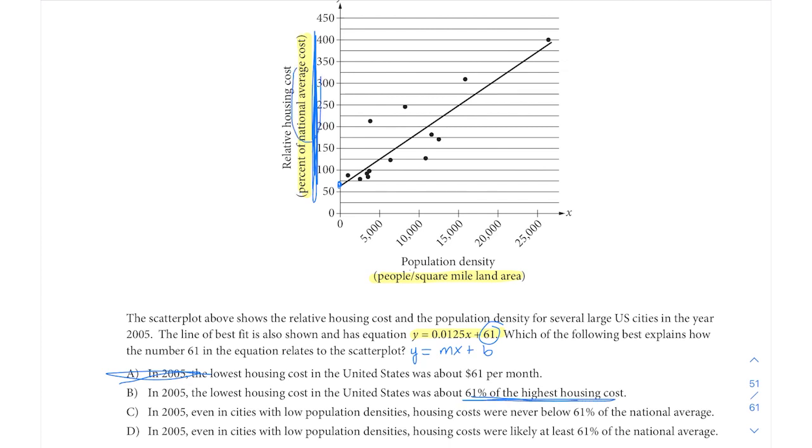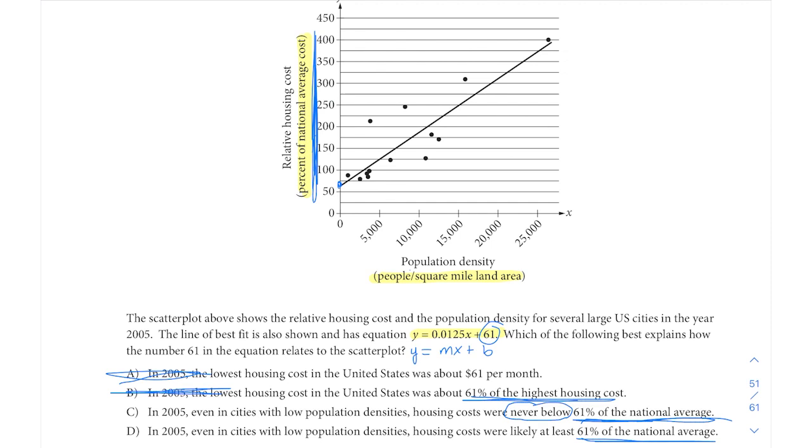For B, it says the lowest housing cost in the United States was about 61% of the highest housing cost. Well, let's see. They say it's percent of the national average. So not percent of the highest, percent of the national average. So again, it's a little closer. At least it's in a percent, but that's not the correct unit for that y-axis. And then if we look at C and D, we can see for both of these, they do say 61% of the national average. So we're at least talking about the right units here.